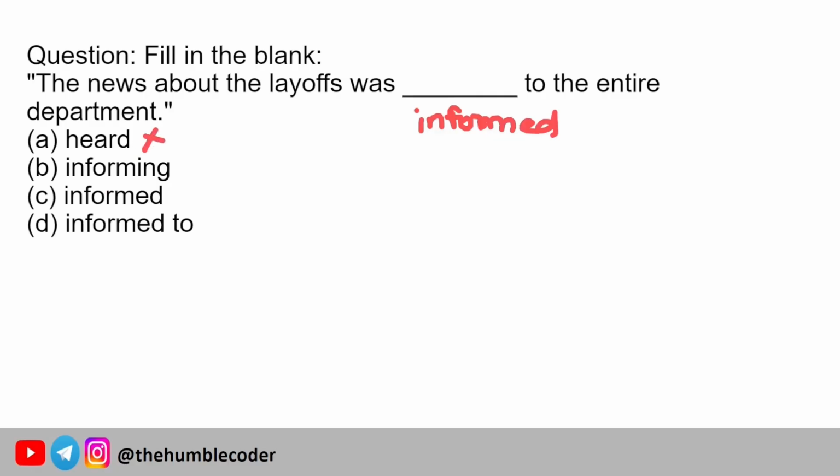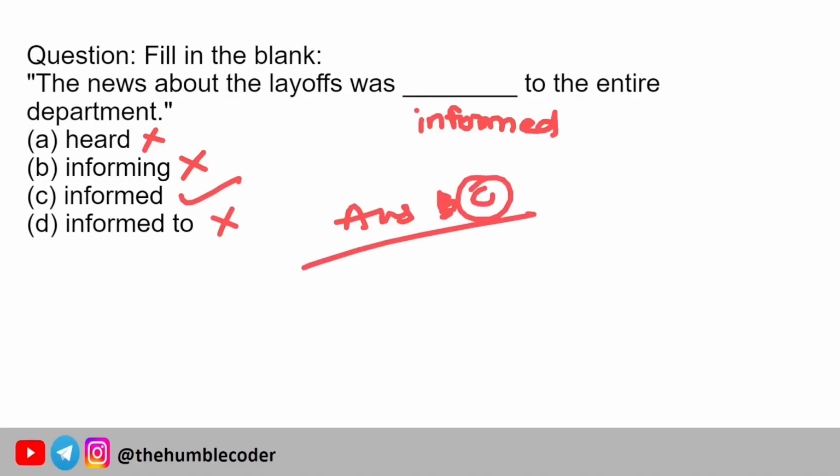Heard cannot be the one. Informing also does not fit in grammatically. Informed is the one which is fine. Informed to is also not correct. So the correct answer is option number C. Moving on to the next question.